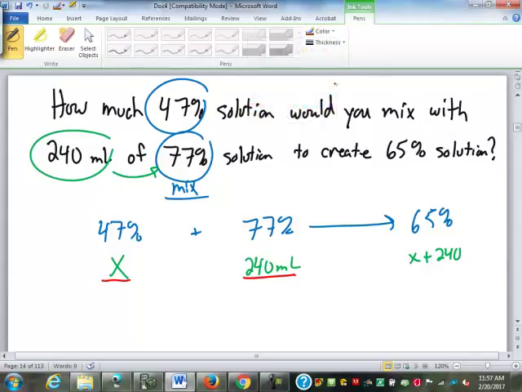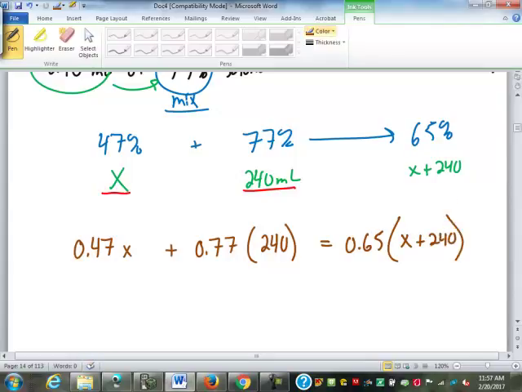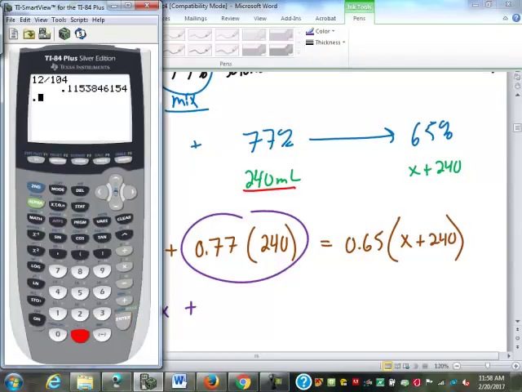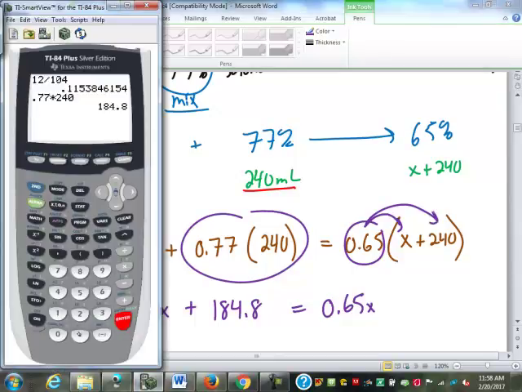in our resultant. So now our equation is concentration times volume. So 47% is 0.47 times the volume of X, plus 77% will be 0.77 times, I'll put up parentheses so it's easier, 240 milliliters, equals 65% will be 0.65 times X plus 240. So we're going to go ahead and combine what we can here. We have 0.47x is just 0.47x plus 0.77 times 240 is 184.8. Over here, we've got 0.65 times x is 0.65x, and 0.65 times 240 is 156.